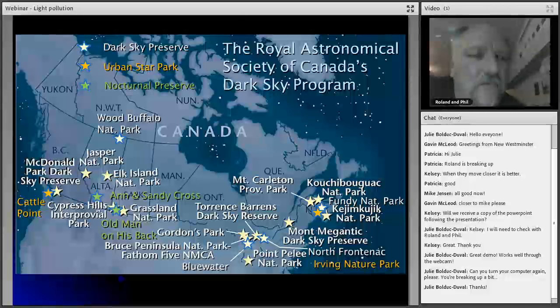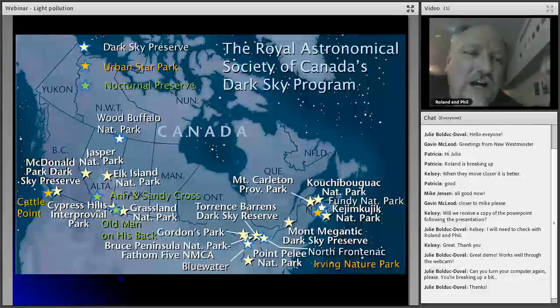So we've got more programs underway. We've got two projects in Alberta underway right now, another nocturnal preserve, as well as a dark sky preserve. And actually, the dark sky preserve is an interesting one in that it's a joint project between Waterton Lakes National Park and Glacier National Park in the U.S.